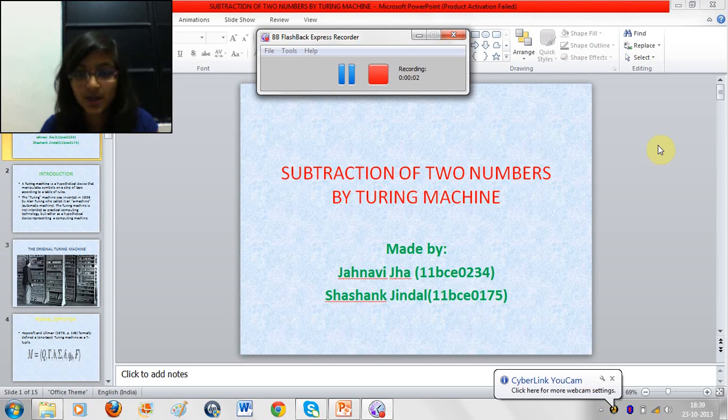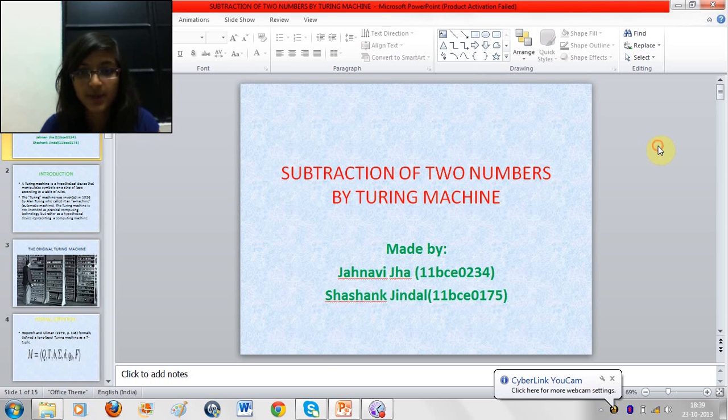Hello, this is our TSC assignment about subtraction of two numbers by Turing machine. This has been made by Janvija and Shashank Chandar.